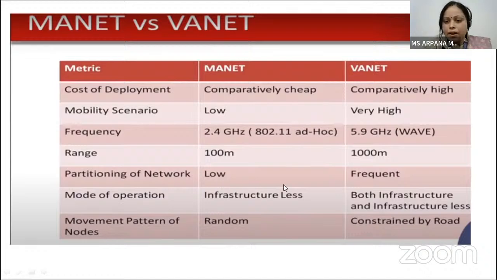Partitioning of the network: low in MANET and frequent in VANET. Definitely, on the road, the number of vehicles is increasing, so the partitioning of the network will be frequent in the case of VANET. Mode of operation: infrastructure less in MANET, and in the case of the vehicular network, both are possible, because we know where the roads are situated and in which directions the roads go. So we can say that vehicular ad hoc networks may be infrastructure based or infrastructure less. Movement pattern of the nodes in mobile ad hoc networks is random, and in VANET it is constrained by the road.